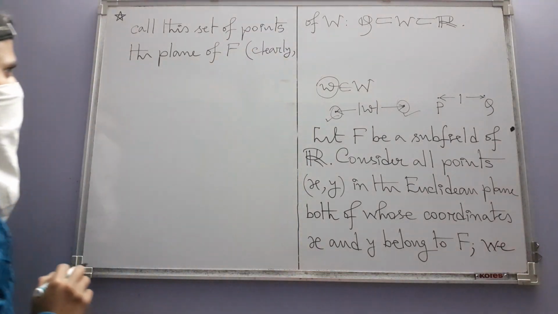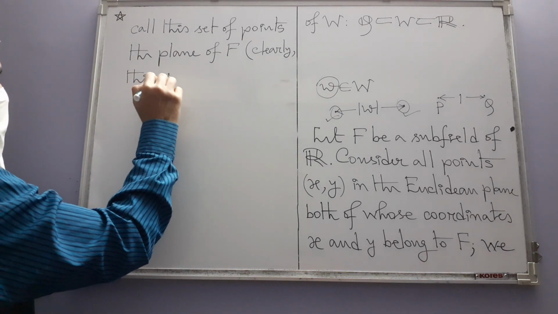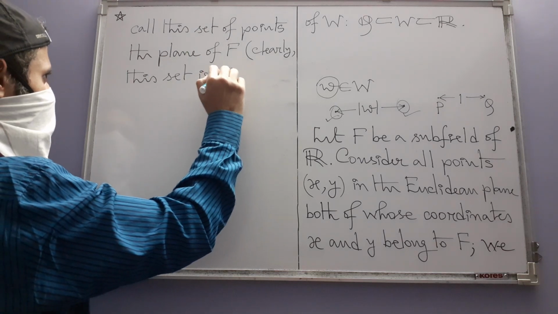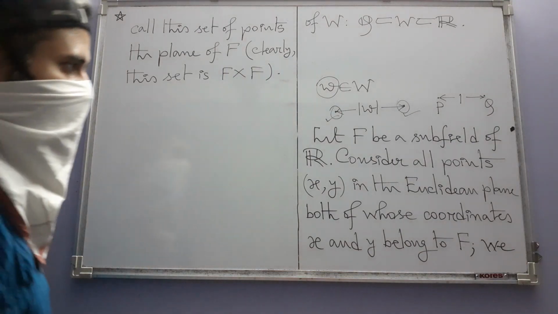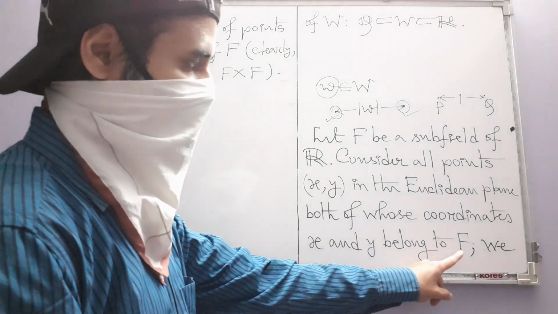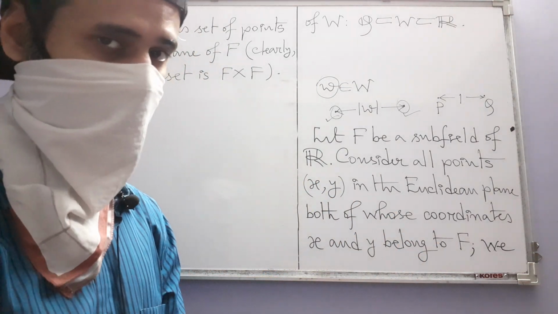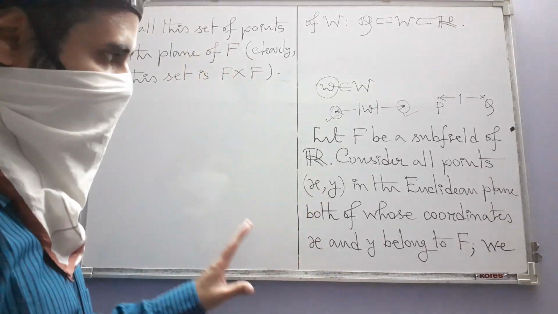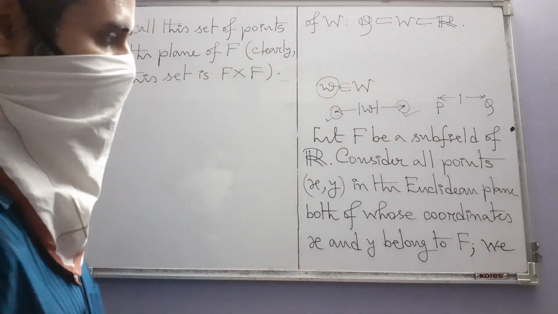And within brackets I write clearly this set, this Cartesian product. And there are two extreme cases. If our field F is equal to the field of real numbers itself, because that is also a subfield of R, then this set of points is just the entire Euclidean plane, the entire plane.